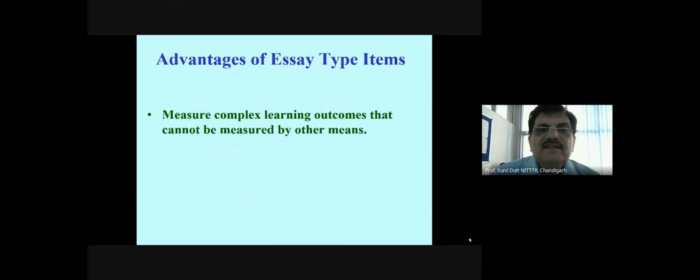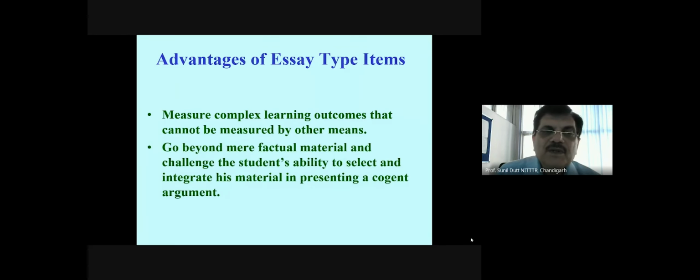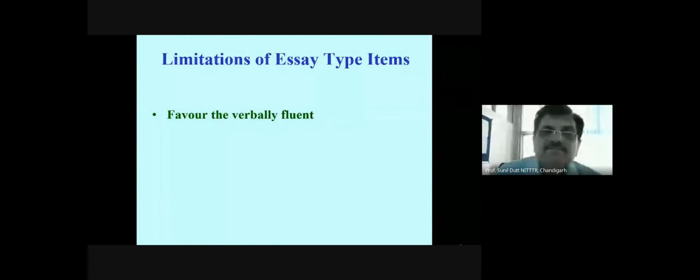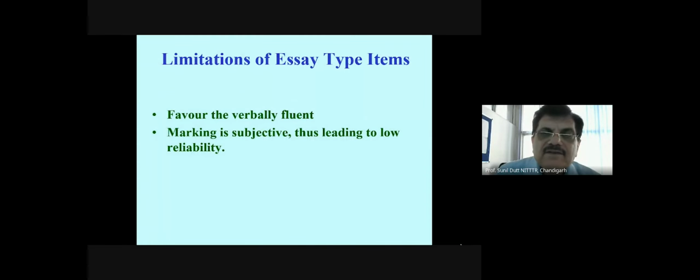So the advantages are that you can measure complex learning outcomes through essay type, which cannot be measured by objective type items. So you can see their argumentative skill, you can see their expression also, and go beyond mere factual material, because in short answer it is only factual. Then they are easily and quickly constructed, and essays are good for improving the writing skill. But these favor the verbally fluent. Marking is subjective, leading to low reliability.